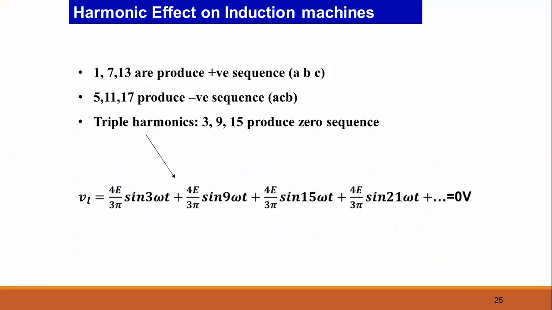So what are the harmonic effects on an induction machine? The 1st, 7th, and 13th harmonics produce positive sequence, and the 5th, 11th, and 17th harmonics produce negative sequence. The triplen harmonics 3, 9, 15 produce zero sequence. So this is the effect of harmonics on induction machines.